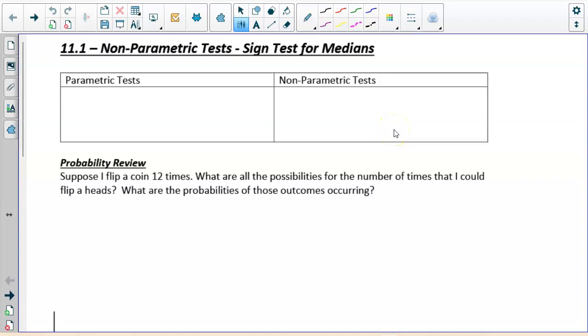Y'all, so we're going to talk about non-parametric tests. Today is a sign test for medians. Let's say you have this data, you organize it, you find the descriptive statistics, like the mean, maybe the median, the standard deviation, right? And then you create a graphical display. So maybe you create a histogram and you're like, oh, that's skewed.